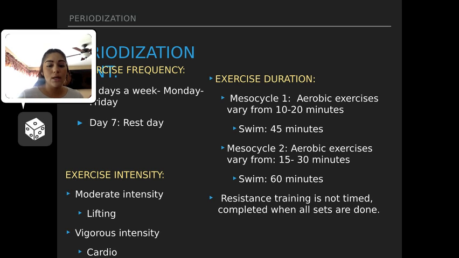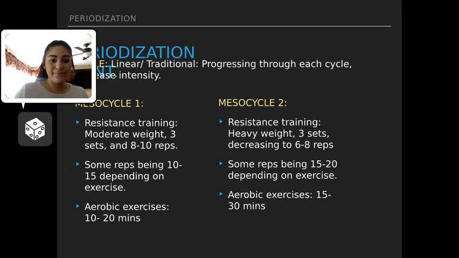The duration. In mesocycle 1, aerobic exercises vary from 10 to 20 minutes, with swim being his longest at 45 minutes. In mesocycle 2, aerobic exercises vary from 15 to 30 minutes, so we bumped that up to a longer cardio session. Your resistance training is not timed. It's completed when all sets are done. However, I told my client, make sure it's done. I'd rather have it right than rushing through it. Take your time, feel the burn, make it feel good.